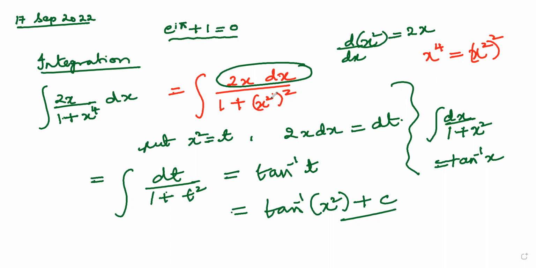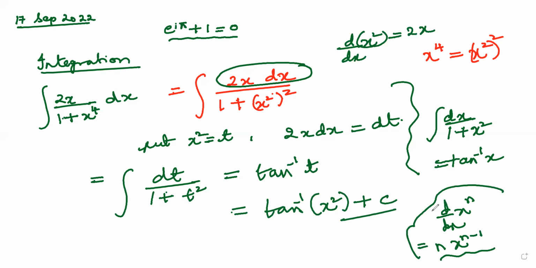We have used substitution and then integrated. So you need to know your rules of differentiation well. D by dx of x power n is n into x power n minus 1. In differentiation you're not getting any constant of integration, but the differential of a constant is 0. That you need to remember. Okay, let's move on.